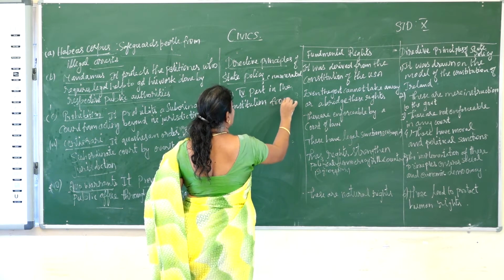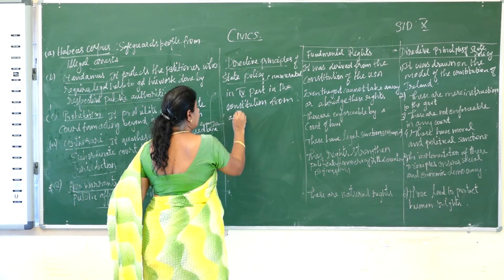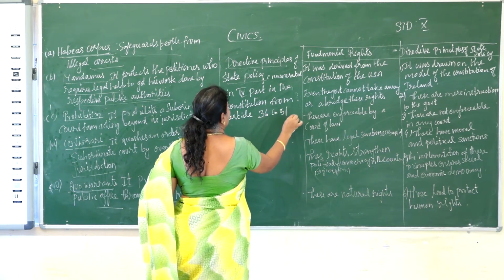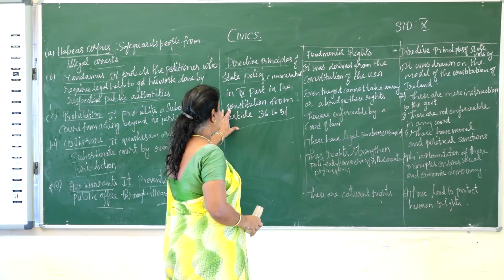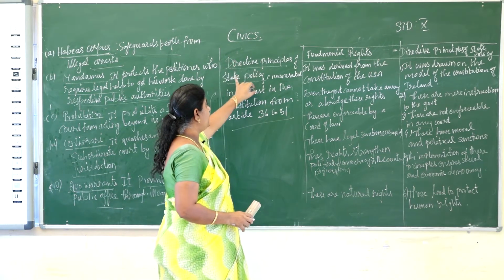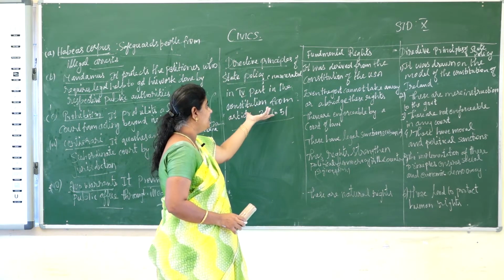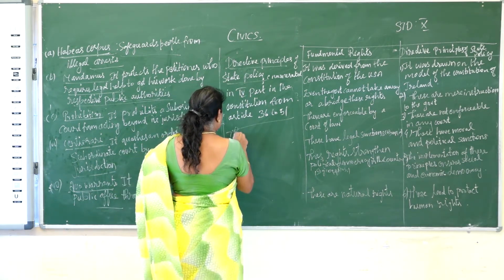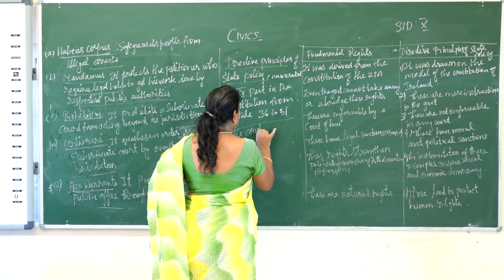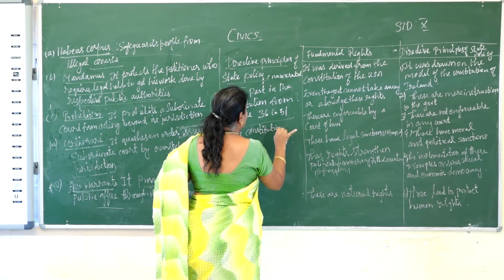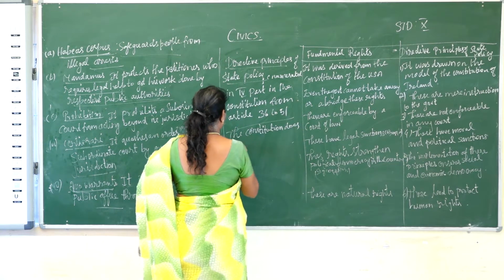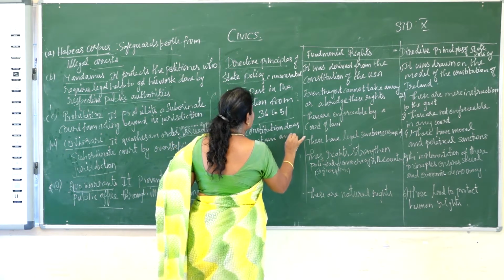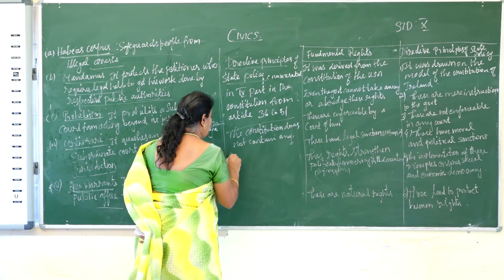From which article to which article? From article 36 to 51. So up to this article, the directive principles of state policy are enumerated. This is in the Constitution, Part 4, and the Constitution does not contain any classification of this directive principle.